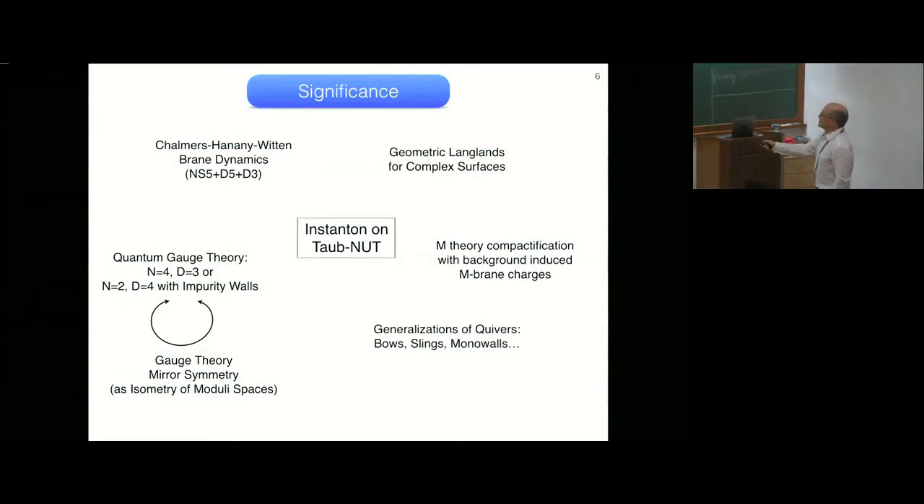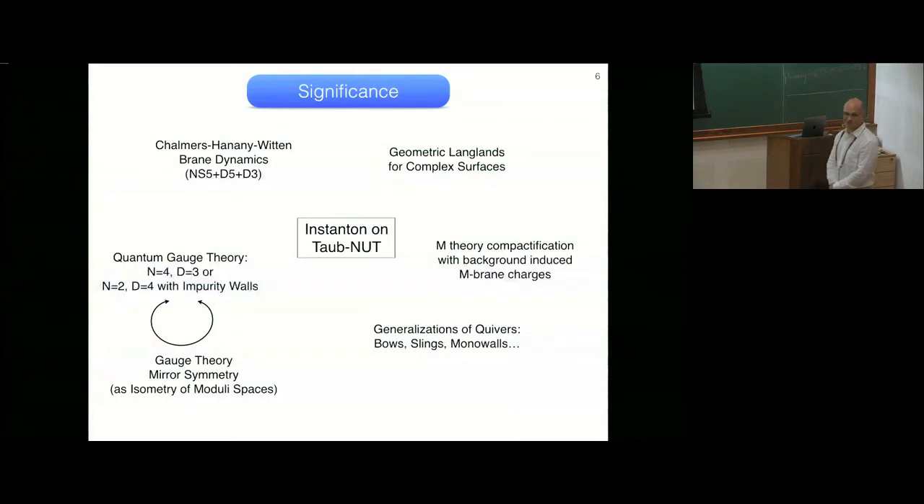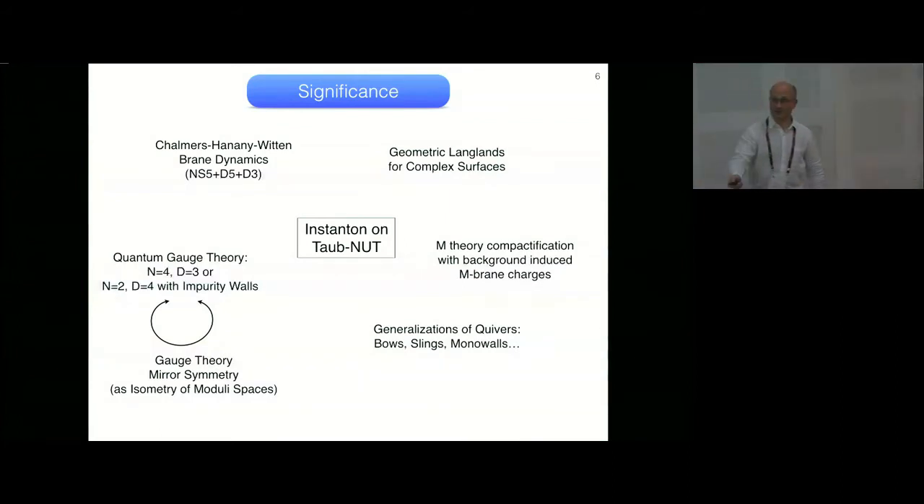Now, it also relates to geometric Langlands for complex surfaces and various interesting M-theory compactifications with backgrounds which themselves induce various M brane charges. So there is interest in the interplay between geometry and the rest of M-theory, if you wish. And also, mathematically, it leads to natural generalization of quivers. So bows, which I'll talk about today, are just the first step in these generalizations. They're followed by what I'll call slings and monowalls. And it's an interesting trajectory to follow purely mathematically. I am confident that each of these objects has its own significance in representation theory, for example.